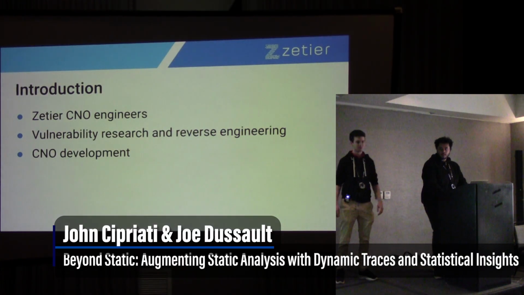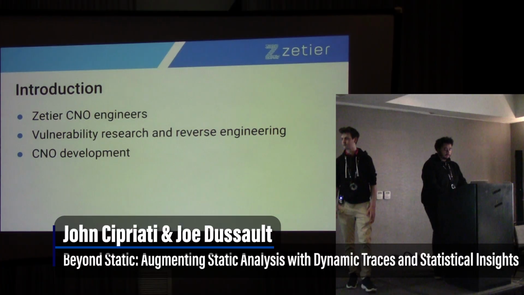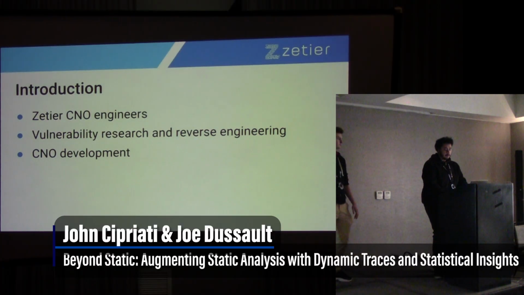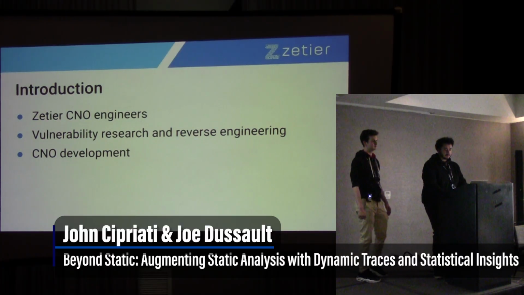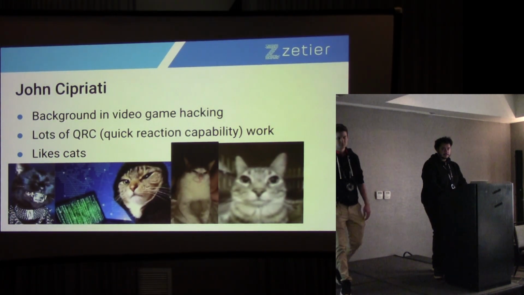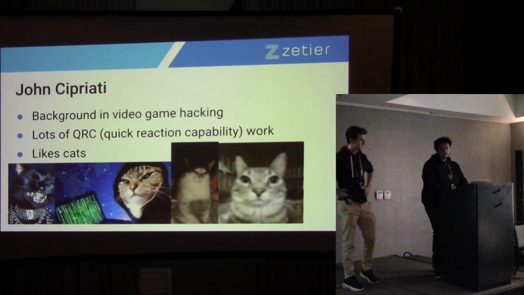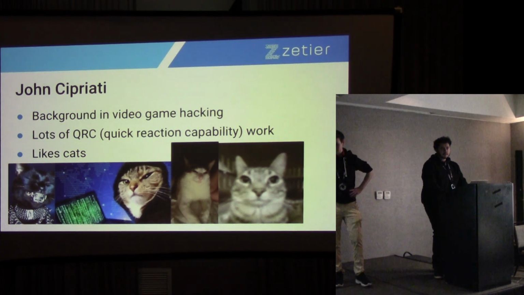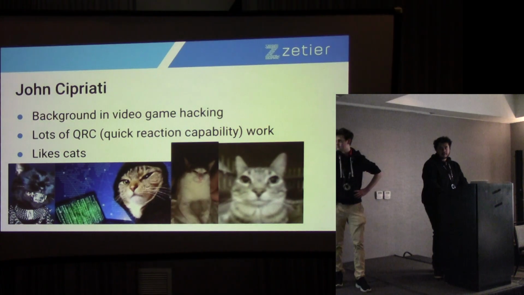So we're John and Joe. We're engineers from Zatir. We do vulnerability research and reverse engineering and development to support those goals as well. I have a background in video game hacking. That's what I did ever since I was a kid, and that's how I got into this field. And at work, I do a lot of QRC, that's quick reaction capability. So it's my normal work, but just on a compressed schedule. I also really like cats.